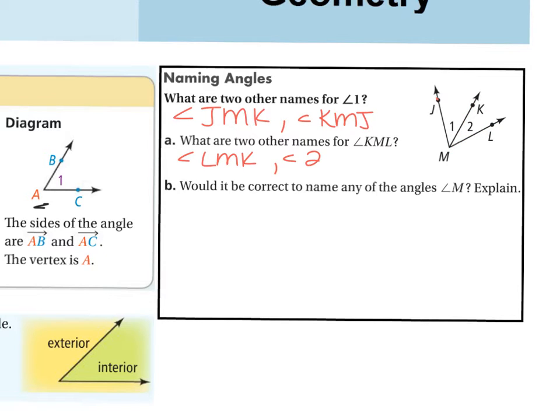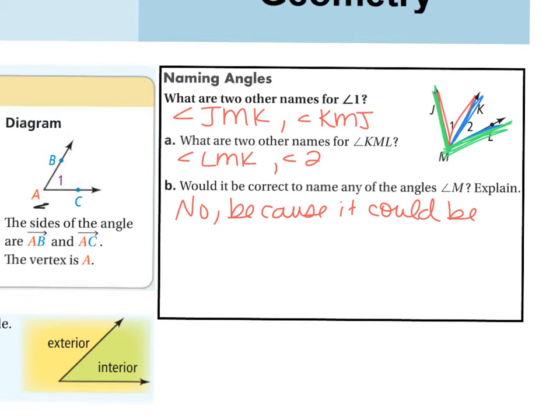Okay, let's move on. Would it be correct to name any of the angles angle M? Explain. So think about it. Could you just say angle M and know which one I'm talking about? So the answer is no, because it could be, let's count how many different ways it could be. It could be this one, it could be this one, or it can be those two together in green. So it could be 3 different angles. So that's why we can't, because it's not specific enough.